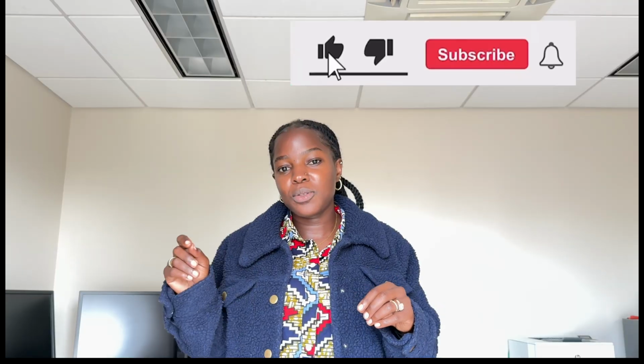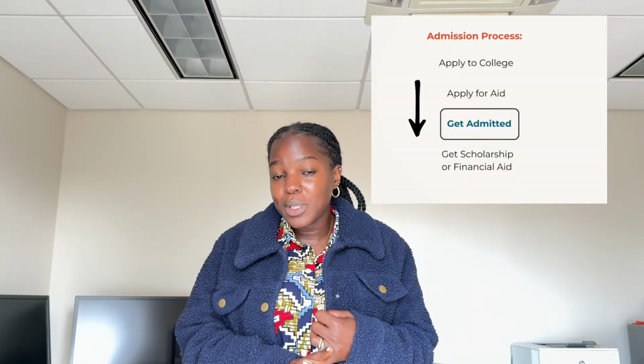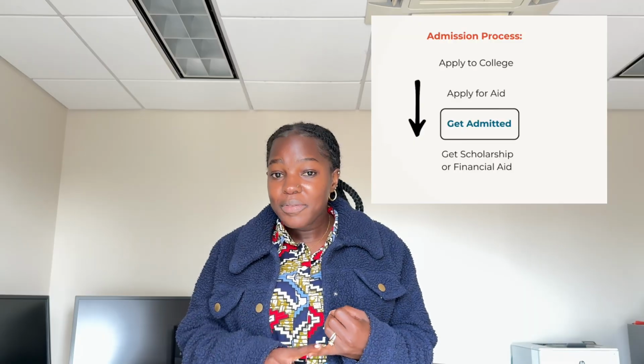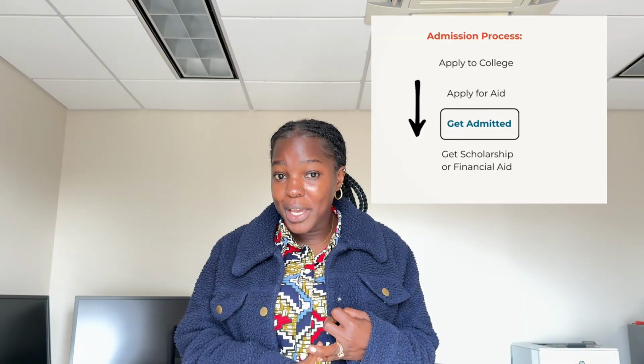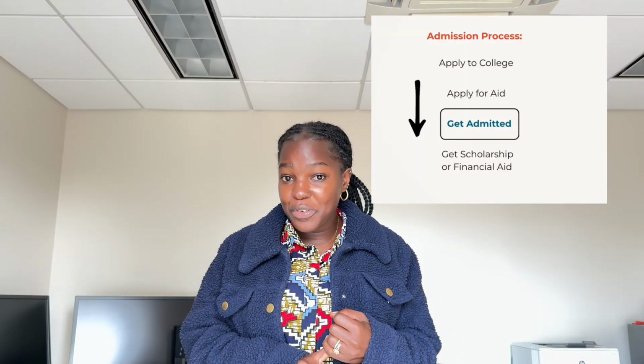So after you've said yes to the financial aid option, then the application status is going to start. That is when we open your application window, and first things first, you first apply to the university. That is, you apply to the college that you want to apply to. And then after applying, you apply for aid. After applying for aid, you get admitted into a university.